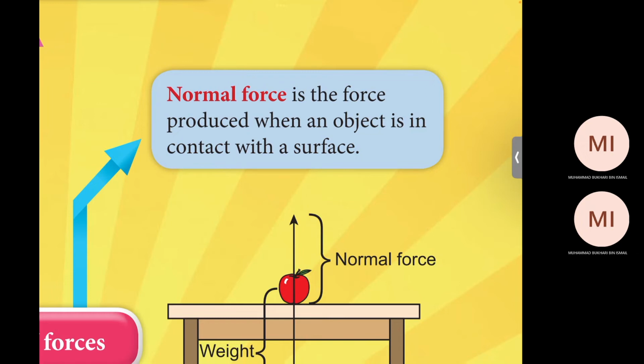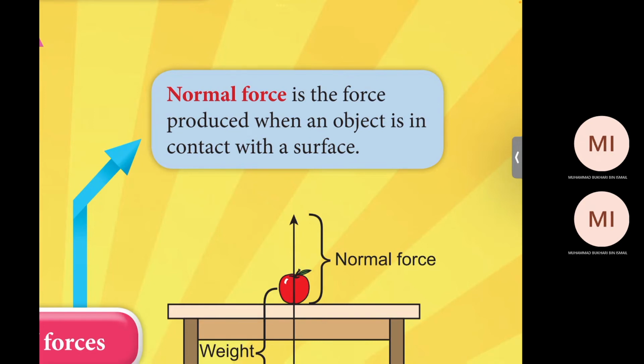Okay, it has weight, right? But what does the force mean here? There is another force given by this table upward. This table is giving another force upward against gravity, in the opposite direction but with the same magnitude.